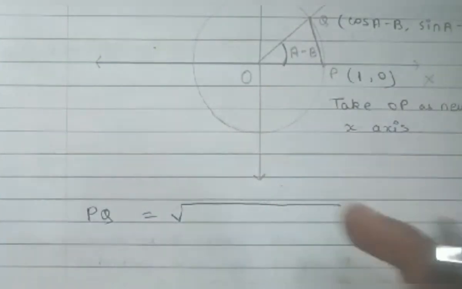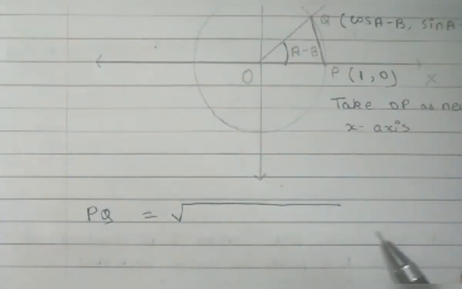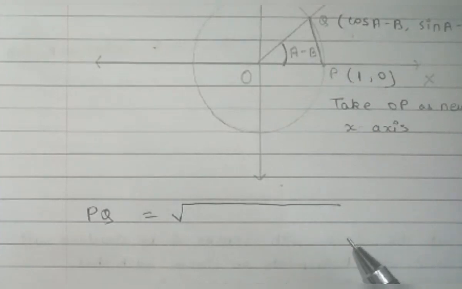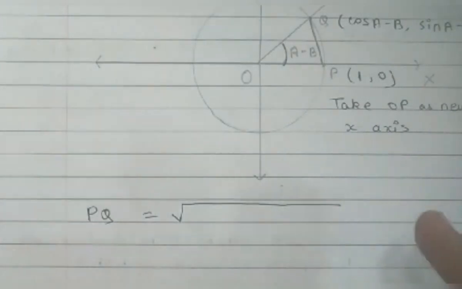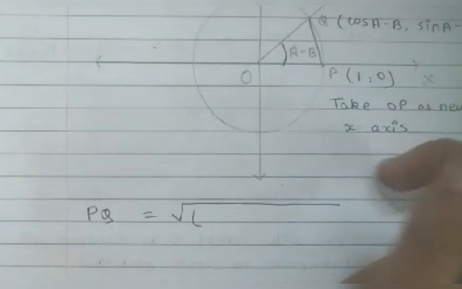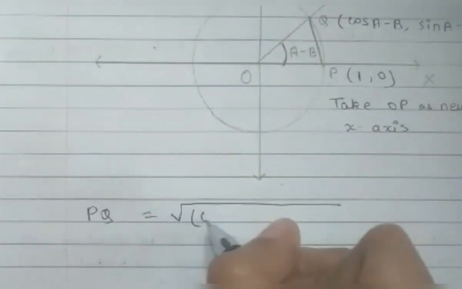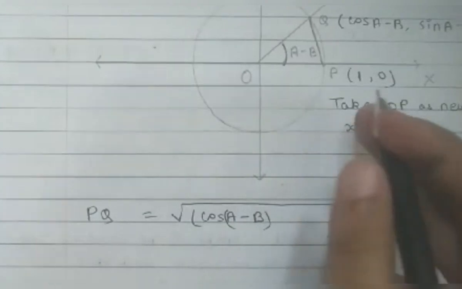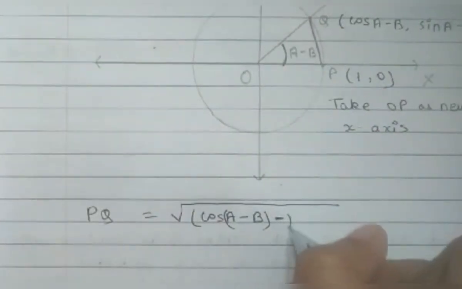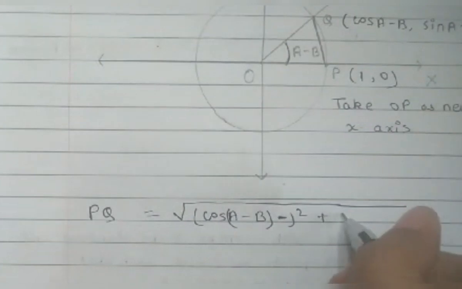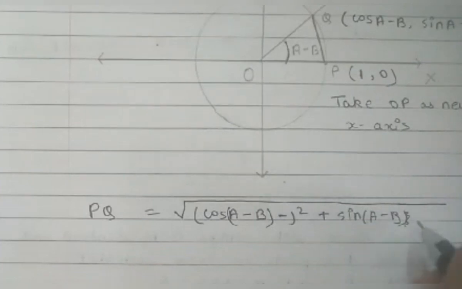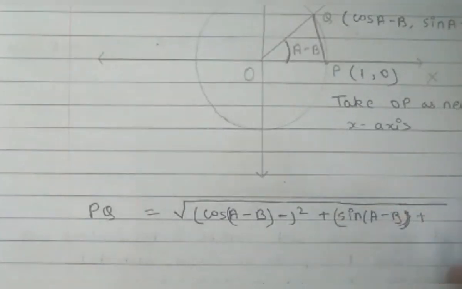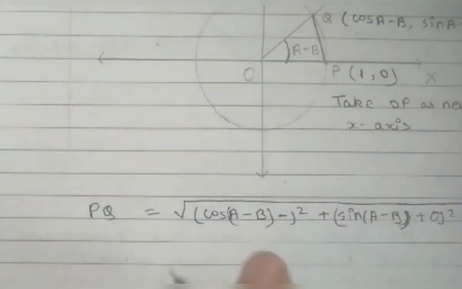I will just dictate: root of bracket x2 minus x1 the whole square plus y2 minus y1 the whole square, and root is there. Now what is x2? So x2 is cos of A minus B. And what is x1? It is 1. Minus 1 the whole square, plus what is y2? Sine of A minus B, and what is y1? It is 0. So it would be the whole square.